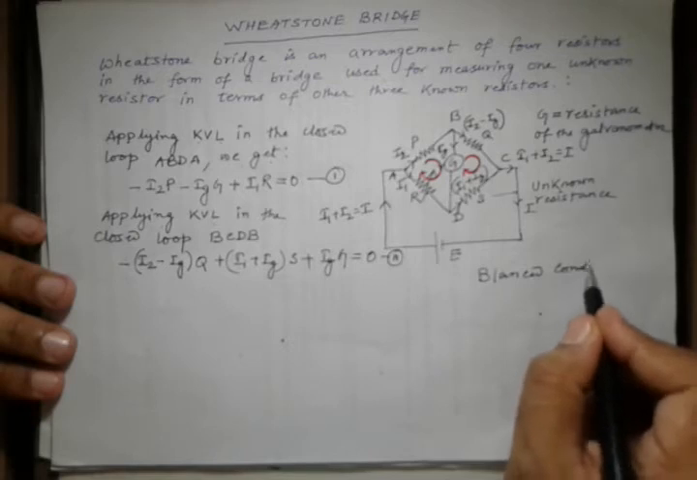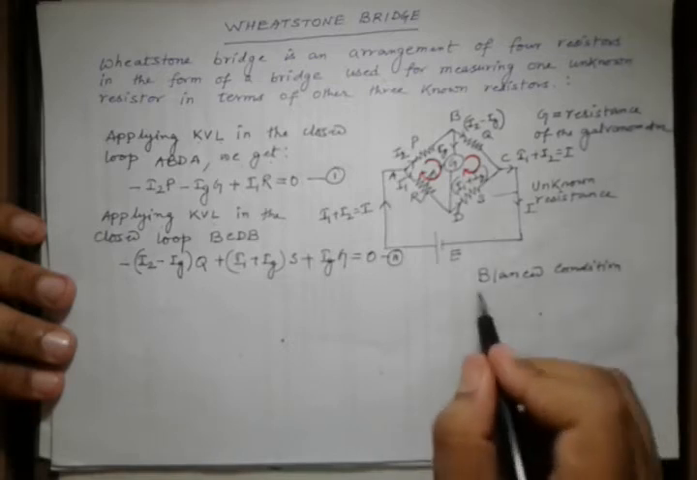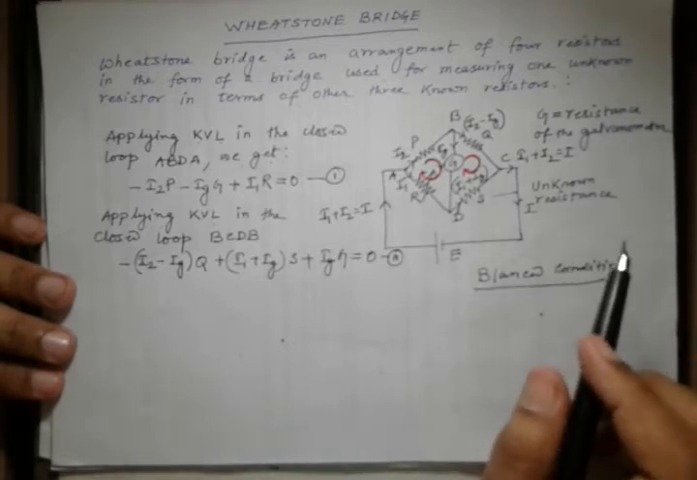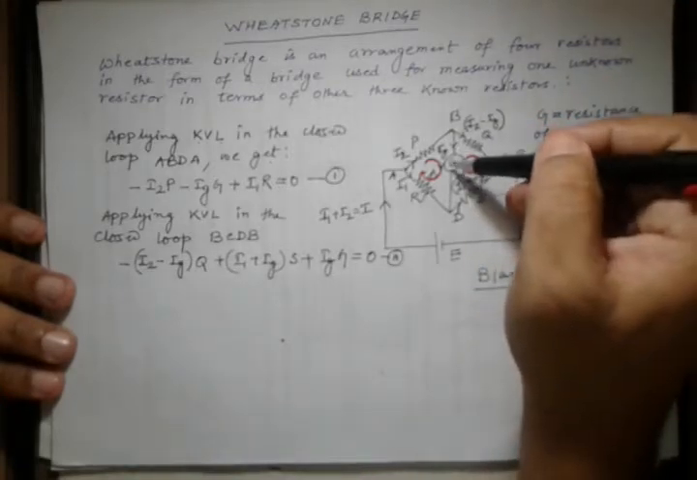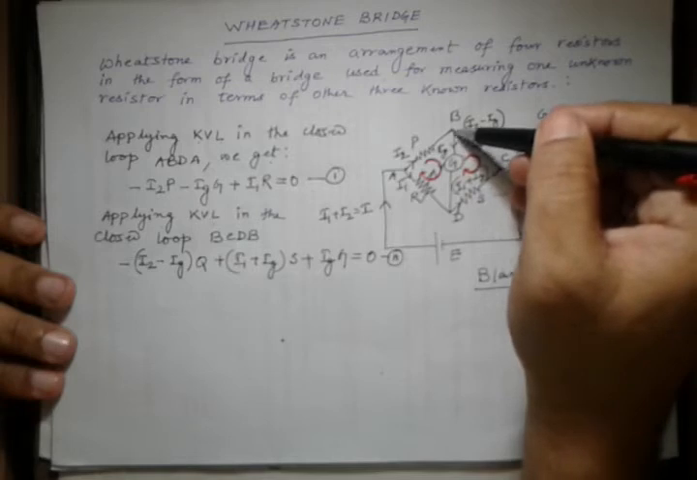Balance. What is the meaning of balanced condition? The balanced condition of the Wheatstone bridge means there will be no deflection in the galvanometer. So now how can we do that? There will be no deflection in the galvanometer.